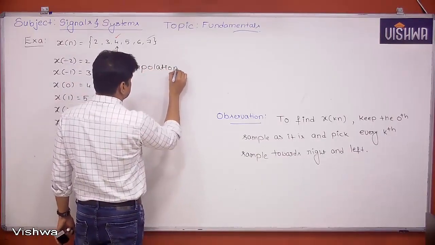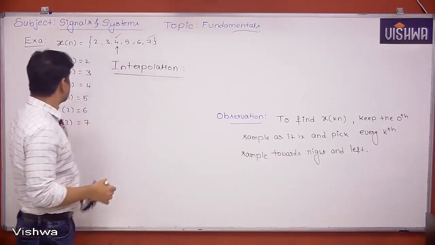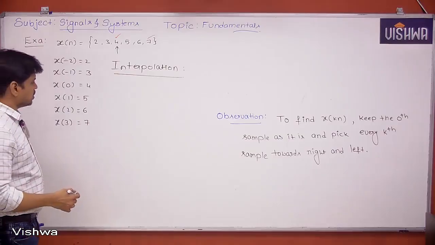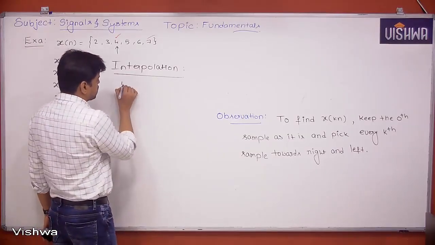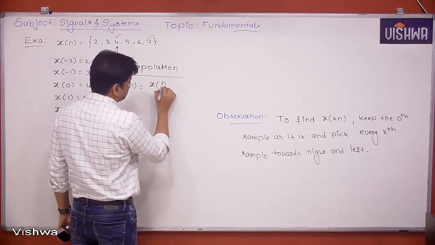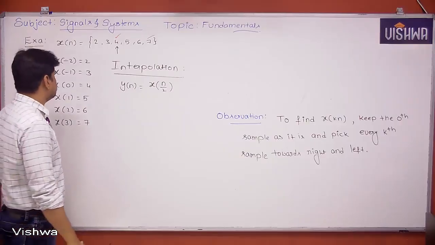Or we can call it upsampling. So again I will take the same example, x of n. Let's say I have to find out a new signal y of n, which is x of n by 2. Let's see one by one.